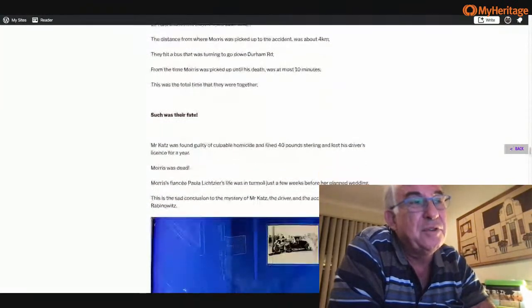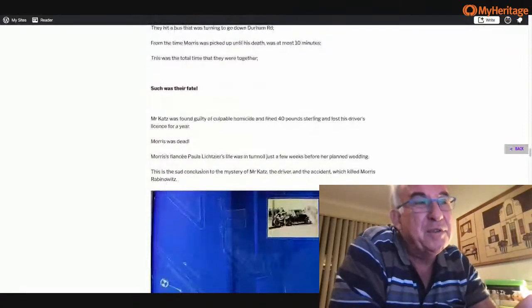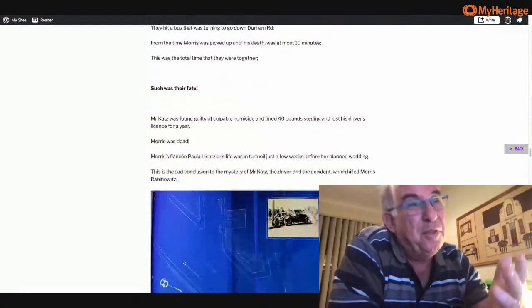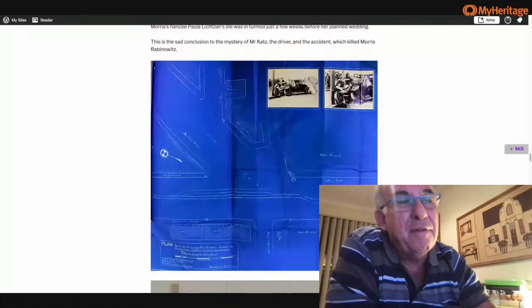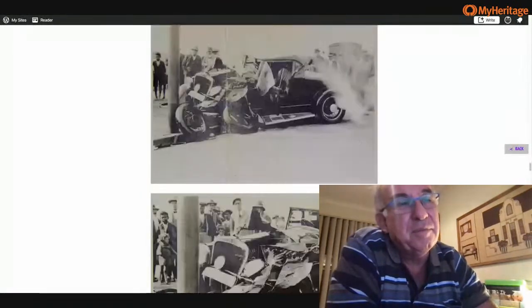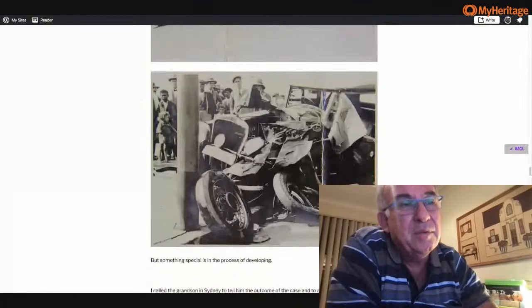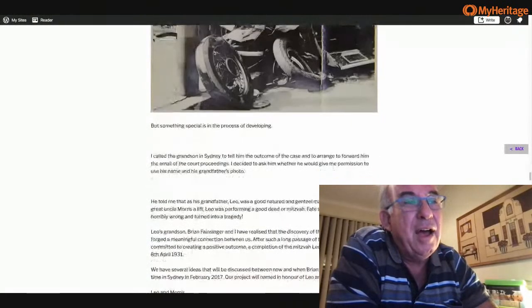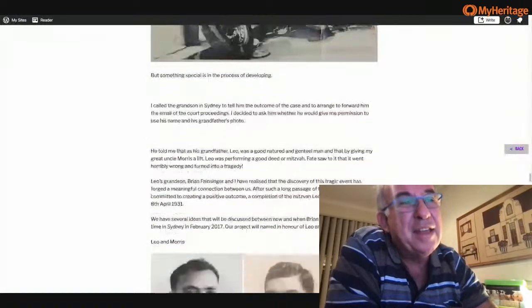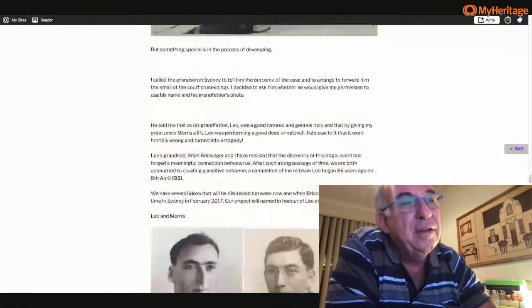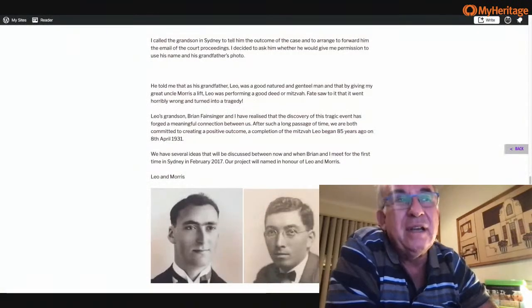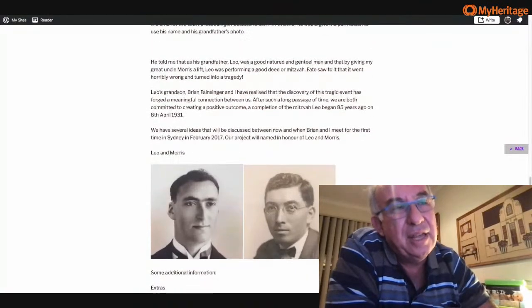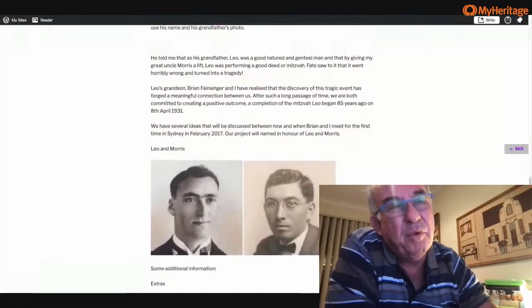Lost his driver's license for a year, and Morris was dead, and his fiancée was left high and dry just before their wedding. Okay, and in the court documents they even had photographs of the car. You can see there was a bit of a wreck. And yeah, he was killed. And so I will say that I did meet the grandson in Sydney, Brian Feisinger, and he said that his grandfather, who had lived in Canada, was such a gentle man, and he obviously bore this for the rest of his life.